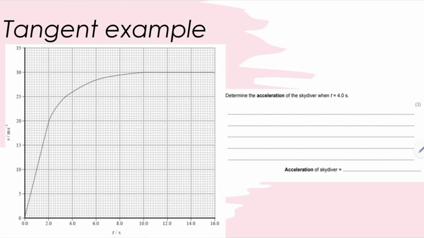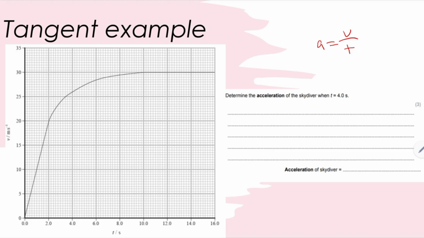Now we are going to be going over another question, which is a tangent example, where the question is determine the acceleration of a skydiver when t equals 4 seconds. So we have a graph with a y-axis of v, velocity, and an x-axis of t, seconds. To find acceleration, we know that the formula is a, which is acceleration, equals v over t, where v is the y-axis and t is the x-axis.